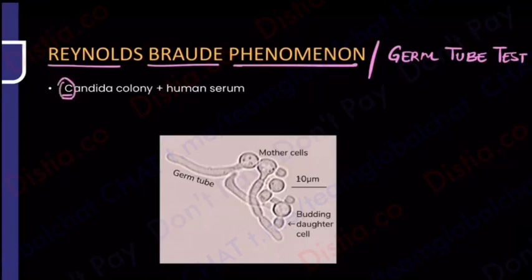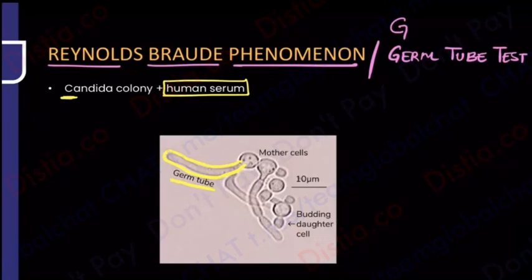Repeating, C for Candida, C for chrome agar, C for cornmeal agar, C for chlamydospores. Now the C changes into a G, germ tube test or Reynolds-Braude phenomenon. What is this test? I take the Candida and I add human serum to it, and suddenly after incubation I see an entire hypha or a tube has come out. That is why I called it a germ tube. That is what you call the germ tube test.